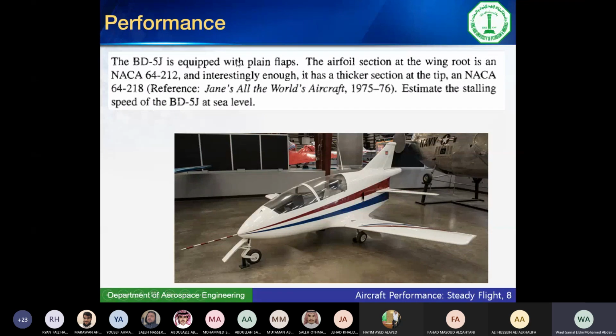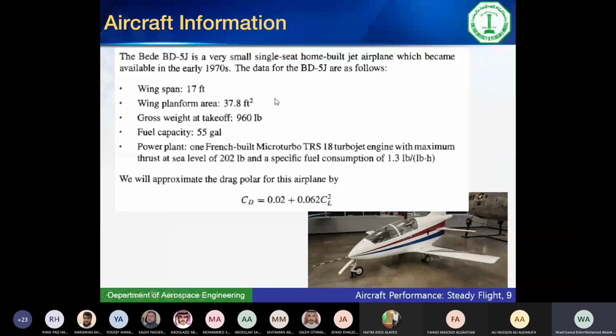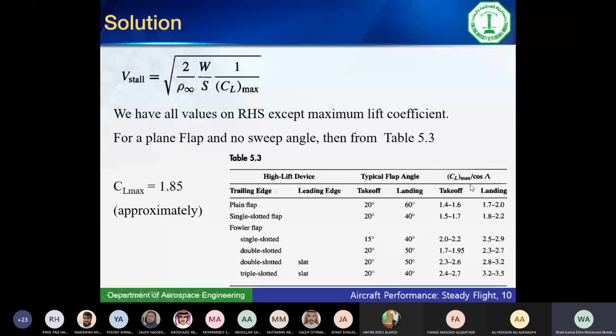The airplane is equipped with a plane flap. And we had a table that tells me what is CLmax for different types of high-lift devices, including plane flaps. So in order to get CLmax for this aircraft, I will go to the plane flap and I will pick the appropriate value of CLmax.